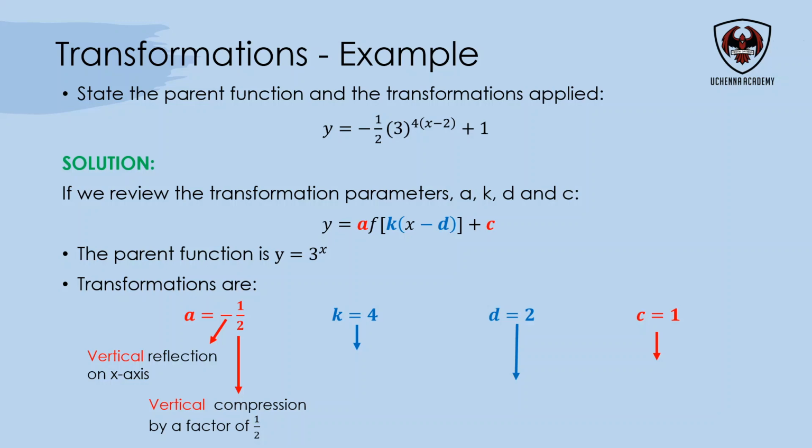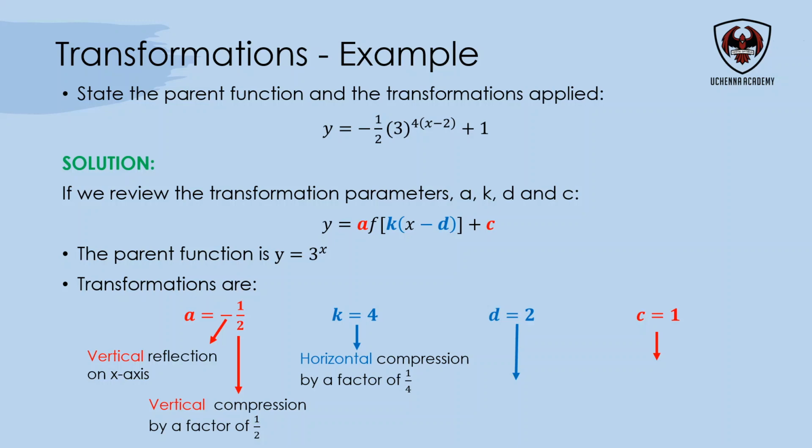The K, it's a 4 right now. K is going to be a horizontal, you would think it's a stretch, but it's not. It's a horizontal compression by a factor of 1 over 4. Again, because everything that we do with K, you have to flip it. So if it's 4, you're going to make it 1 over 4. If it's a number larger than 1, it's going to compress it horizontally.